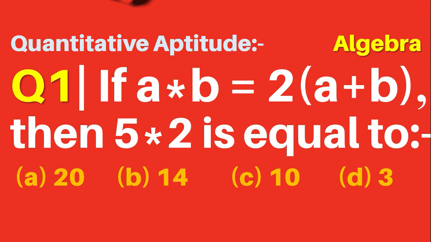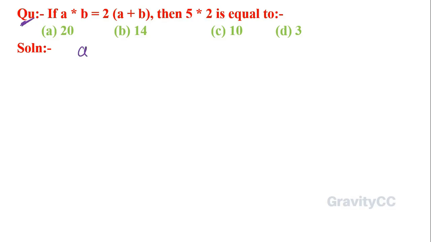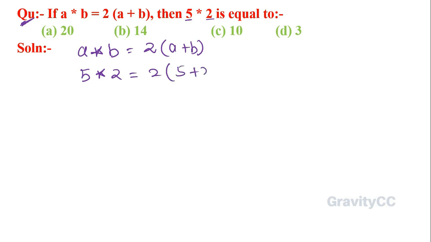Question: if a star b is equal to 2 into a plus b, then 5 star 2 is equal to. So in this question it is given that a star b is equal to 2 into a plus b. So we replace a by 5 and b by 2. So we get 5 star 2 is equal to 2 into 5 plus 2.